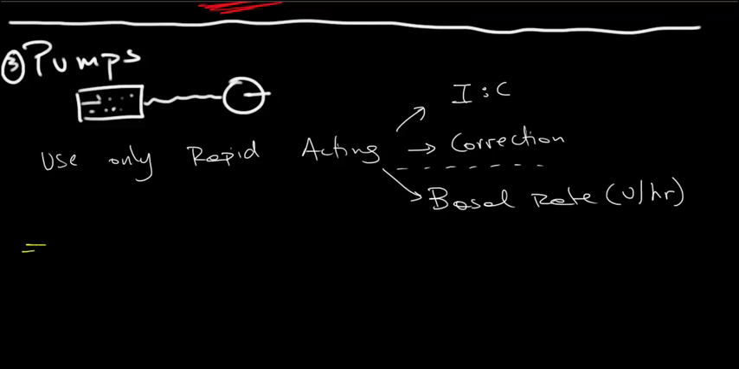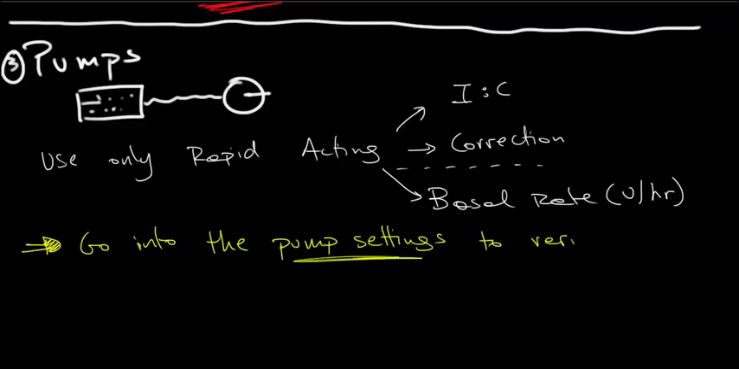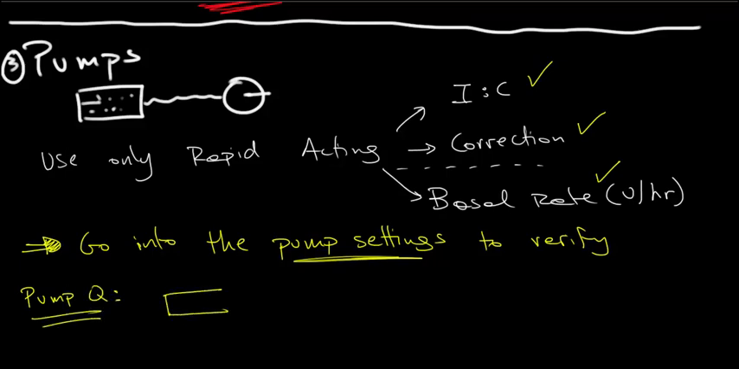So the most important thing that you can probably do for these patients is to verify these settings by going into the pump with the patient's or the parent's help and get those numbers. Get the I to C ratio, the correction, and the basal rate. But remember, because we have a mechanical system, things can go wrong. So specific questions to the pump should include, is there any problem with the machine itself? Have you noticed any error messages popping up on the screen? And a pump that's not working will usually tell the patient.